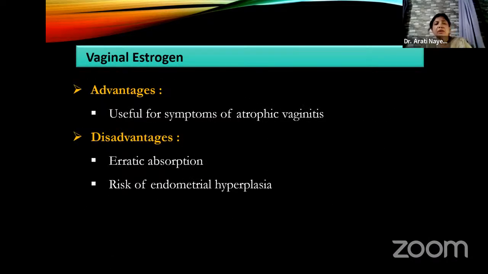Vaginal estrogen: the advantage is that it is useful for atrophic vaginitis, and the disadvantages are erratic absorption and the possibility of endometrial hyperplasia. We cannot use vaginal estrogen beyond 1 year, because after 1 year it is equivalent to 1 tablet daily orally, and its action on the breast is not known. So vaginal estrogen should not be given beyond 1 year.